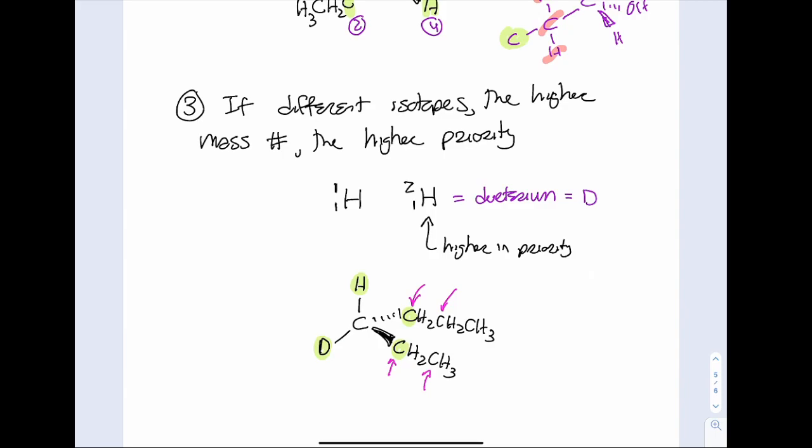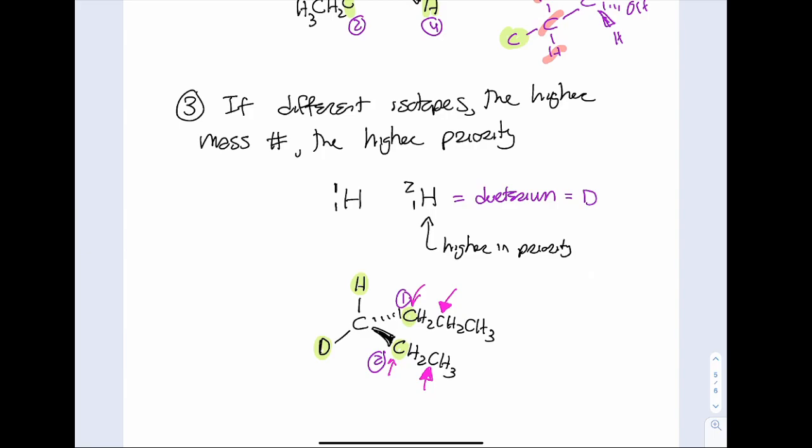So now I have to keep going. This carbon, the one I'm making my little arrow thicker, is bonded to 2 hydrogen and another carbon. This carbon is bonded to 3 hydrogen. So 2 hydrogen and a carbon is higher in priority than 3 hydrogen. So this is number 1, this is number 2.